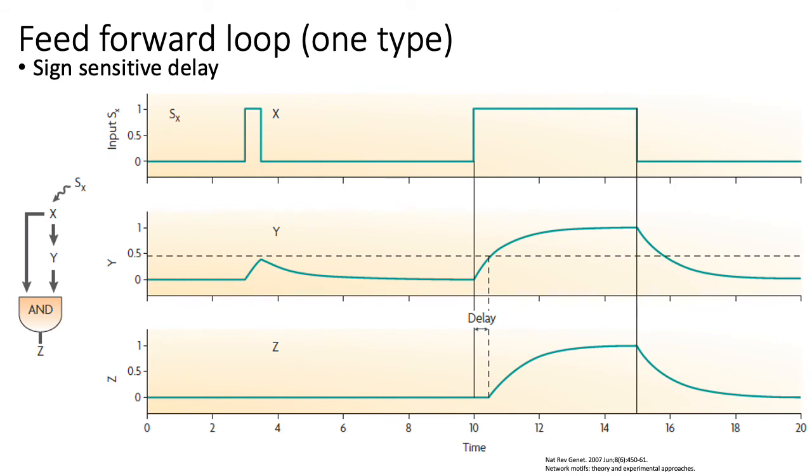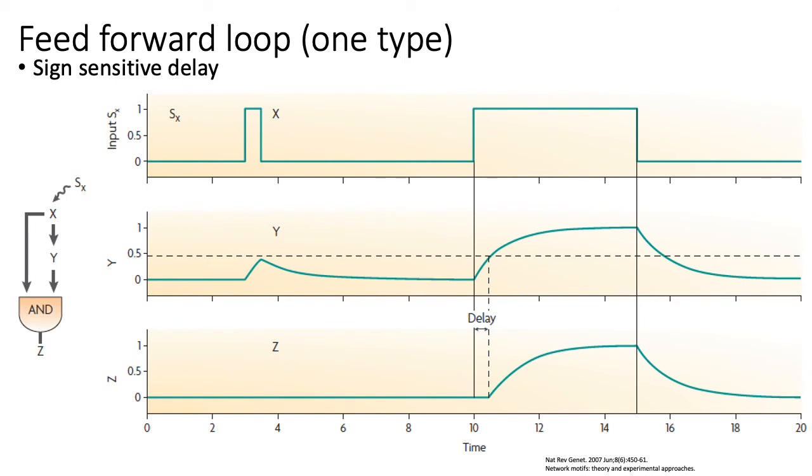And so the point here is that gene Z doesn't turn on at all when X is just turned on for a short duration. And even when X is turned on for a long duration, there's a delay between when Z starts being expressed and when Y is expressed, because Y has to ramp up to a high enough concentration before both X and Y are present and able to turn on Z. And so this, what's known as a sign-sensitive delay, means that having this AND gate there and requiring both X and Y to be present in order to turn on Z allows the cell to implement essentially a delay in expression of Z relative to X and Y.